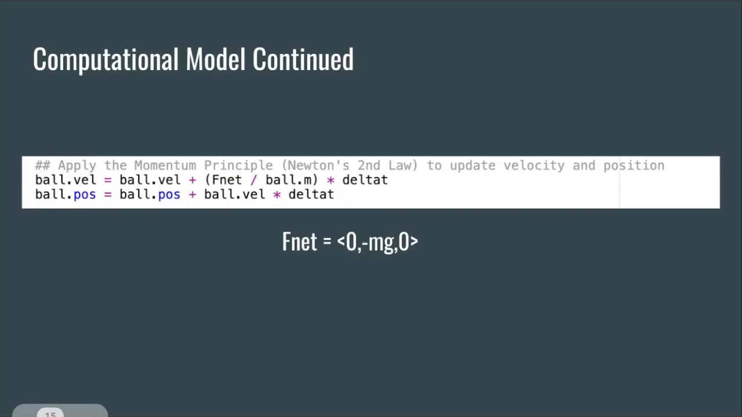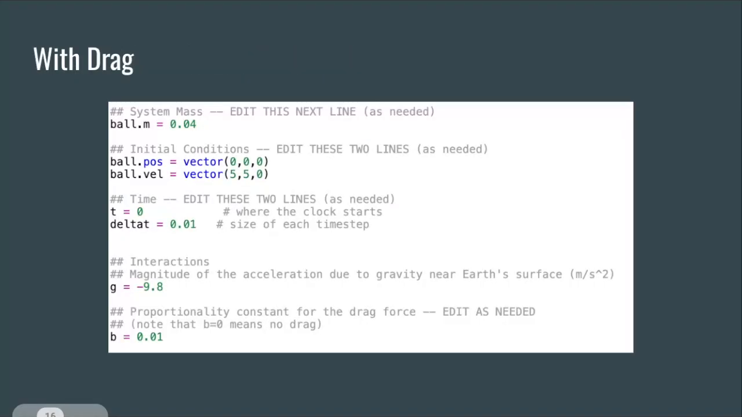We first update velocity using Fnet, which is just gravity, which is 0 minus mg, and then update the position of the ball.